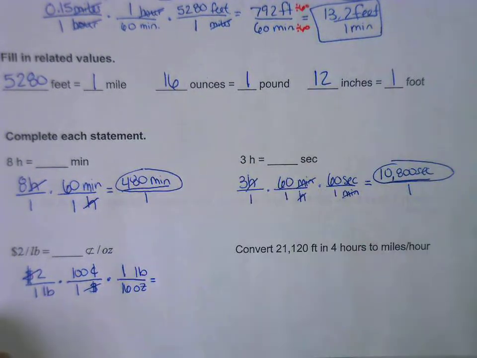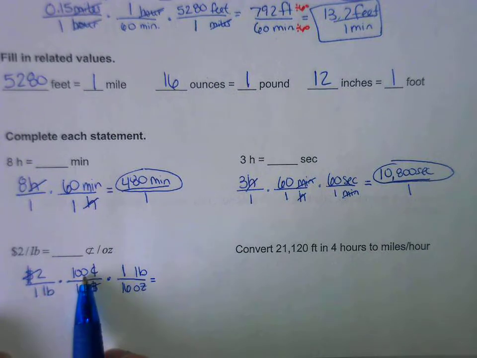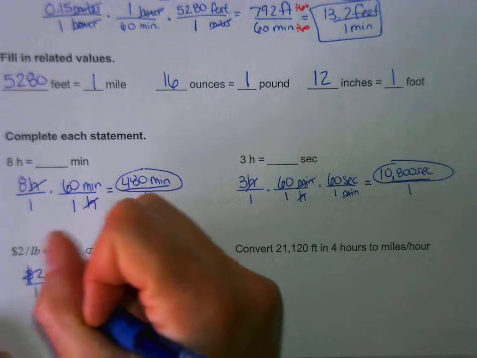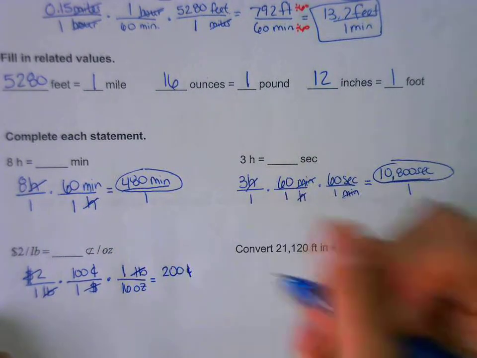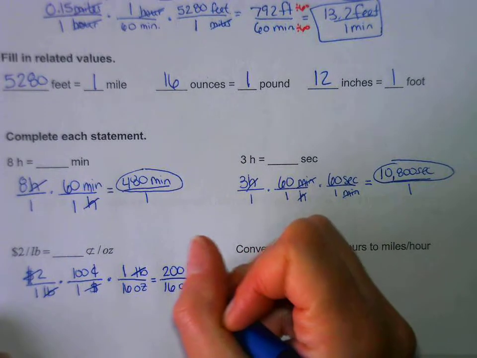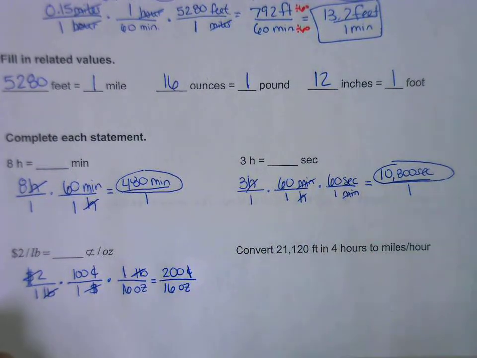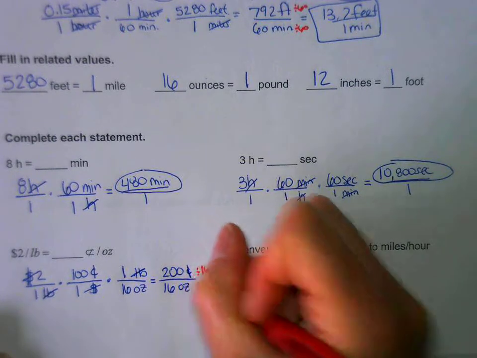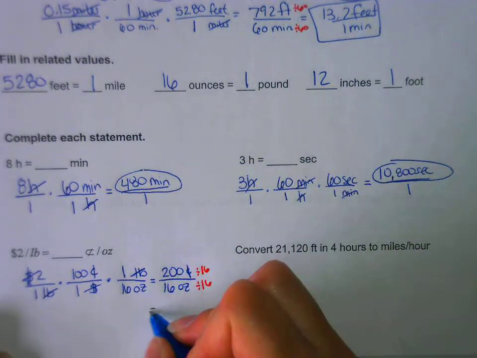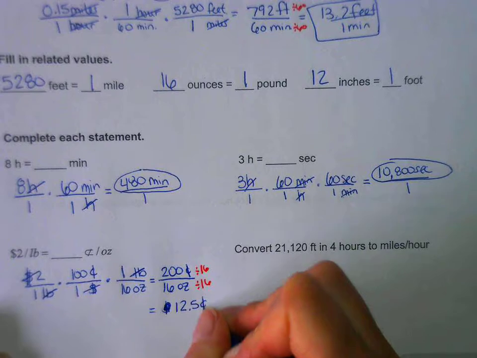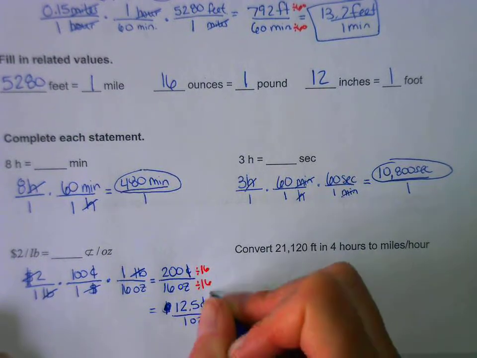Now I multiply my numerator. 2 times 100 times 1 is 200. My pounds are gone, so the only unit left in the numerator is cents. 1 times 1 times 16 is 16 ounces. So then to find that unit rate, I divide both by 16, and we're down to cents, so 12.5 cents for 1 ounce.